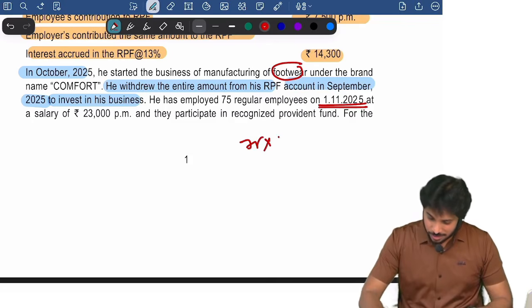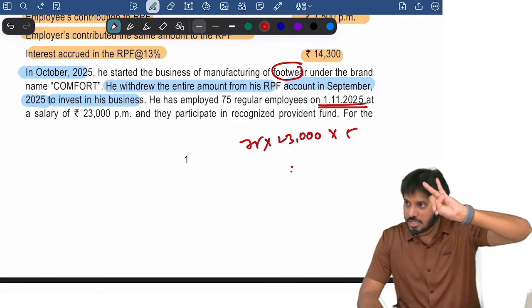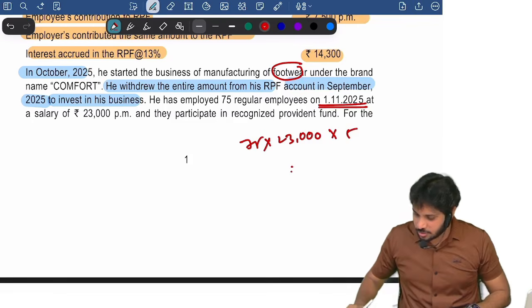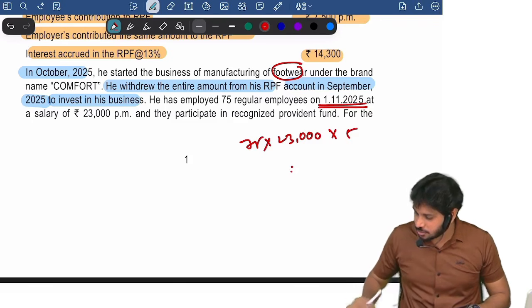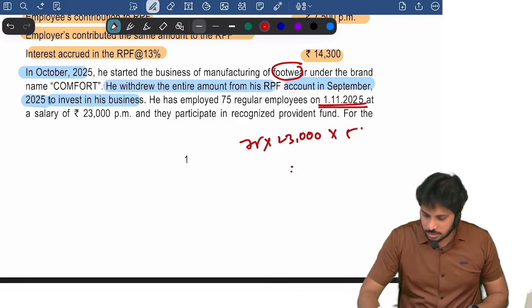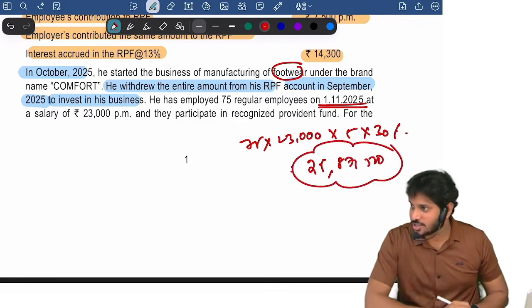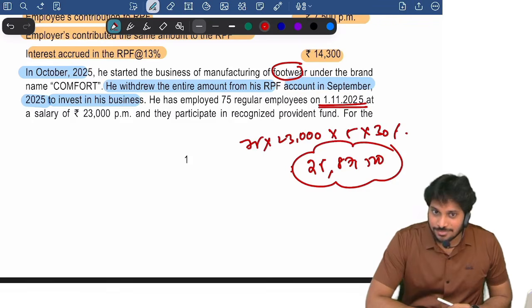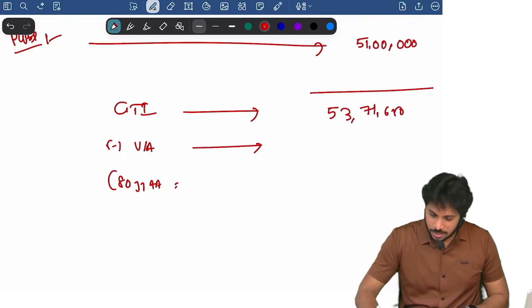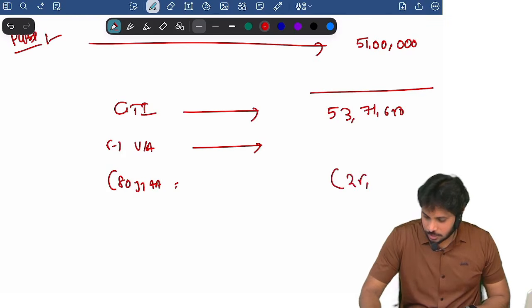Correct? So 75 employees into 23,000 monthly salary for 5 months they paid. Yes or no? November, December, January, February, March. So how much is that? 75 into 23,000 into 5 into 30% is 25 lakh 87,500. This is the deduction. Yes or no? So how much is that? 25 lakh 87,500 is the deduction.